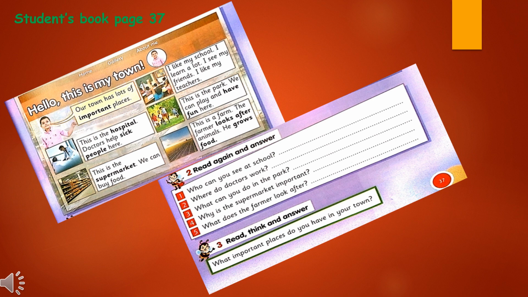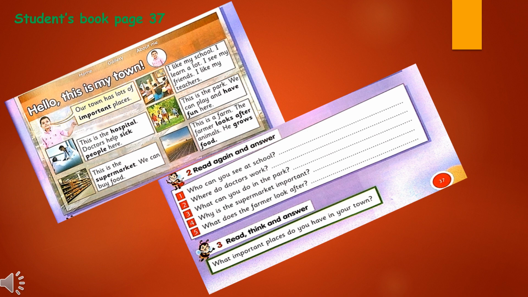The second place that we are going to speak about is the hospital. This is the hospital. Doctors help sick people. Do you know what the meaning of sick? Yes, ill. The third place is the park. This is the park. We can play and have fun here. Next, we're going to speak about the supermarket. This is the supermarket. We can buy food.